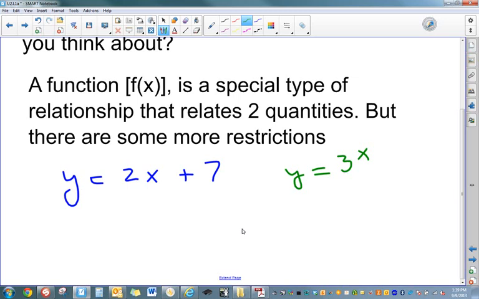Notice they both have a y and they both have an x. And importantly, we can see that the x is in here doing something. And y is set equal to those equations. Y is set equal to this expression and to that expression. But you would argue that these are obviously two different relationships.